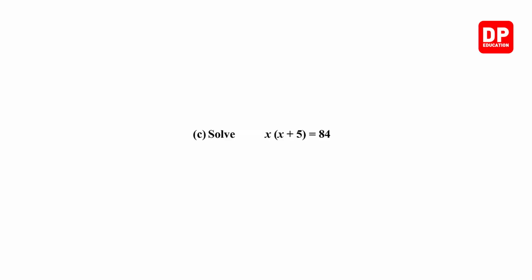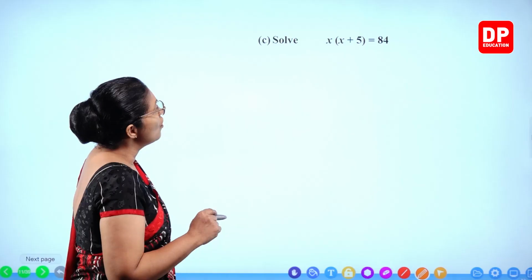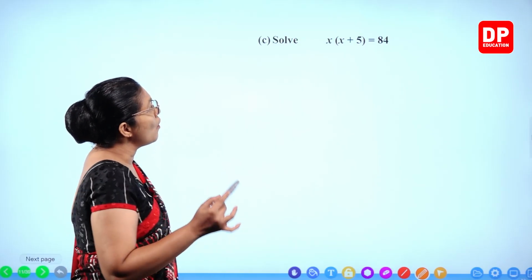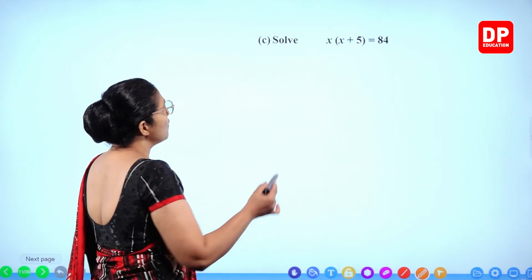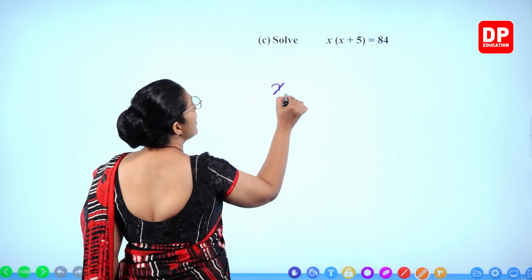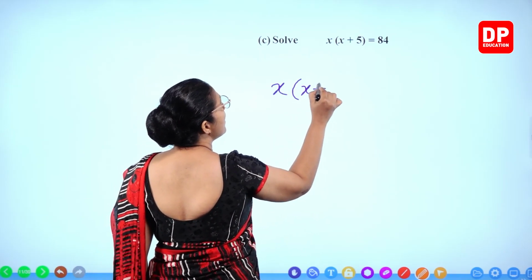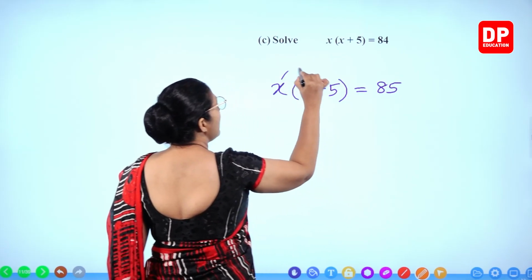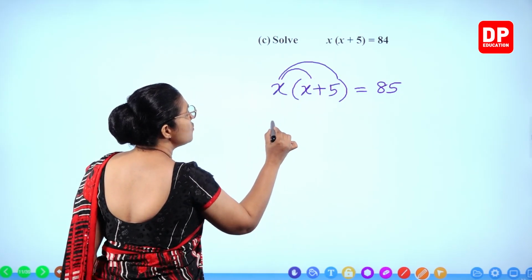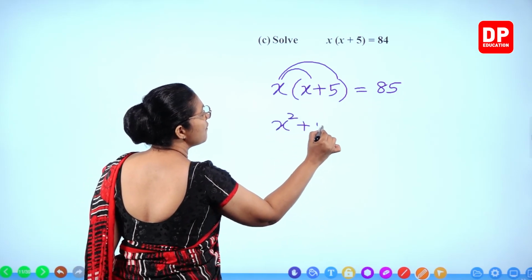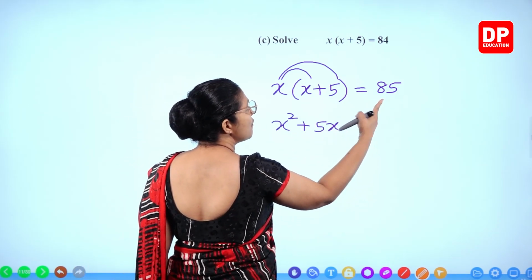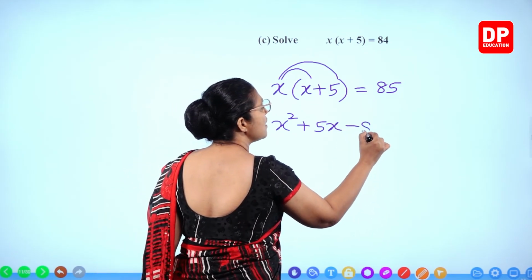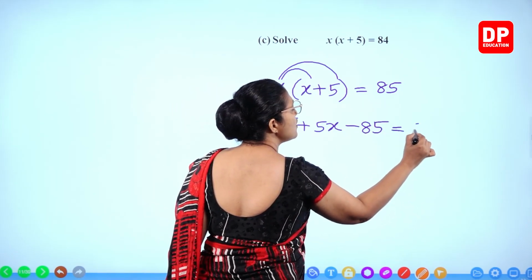Let's take part C. So here it's a quadratic equation. You have to first expand brackets, take all terms to one side and solve. So let's multiply x plus 5 equals 84. When you expand brackets, you get x squared plus 5x is equal to 85. We'll take 85 to this side. Minus 85 is equal to 0.